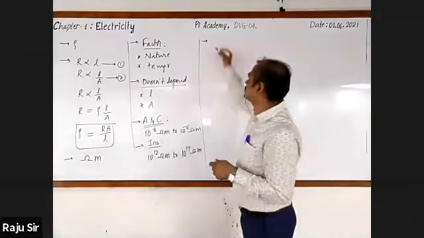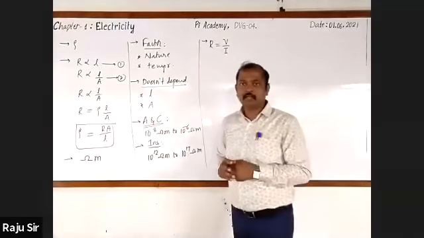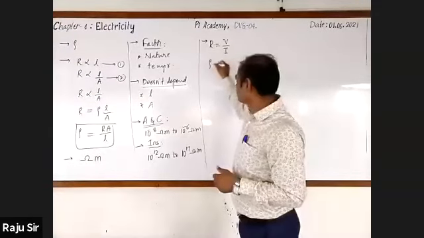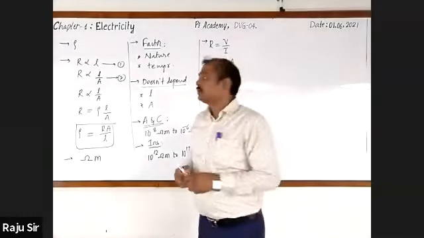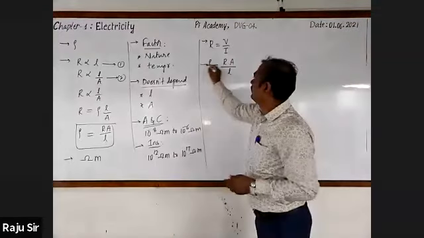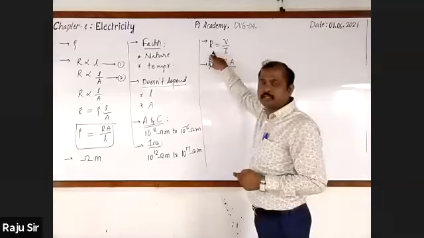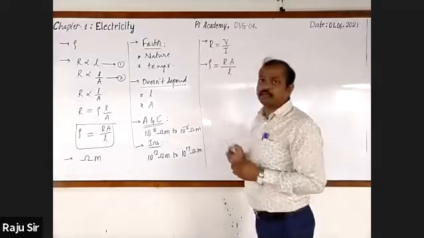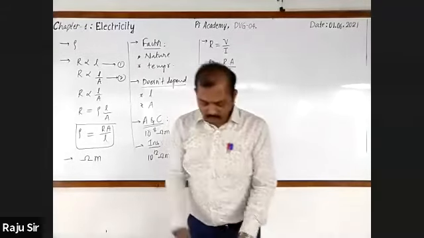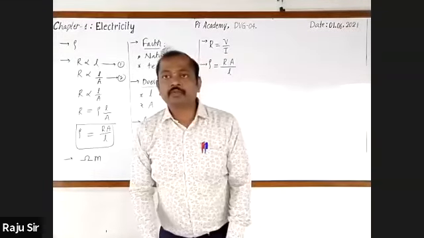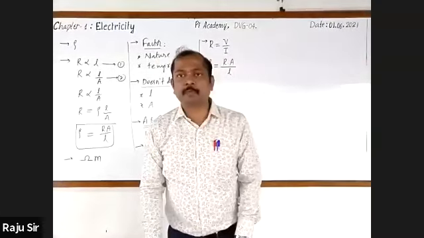We have a resistance formula, that is R is equal to V by I. Similarly, the resistivity formula is R into A by L. With respect to this, we have taken two problems on Ohm's law, nothing but the electric resistance formula R equal to V by I. It was over. Now we are moving to take three to four problems from resistivity.